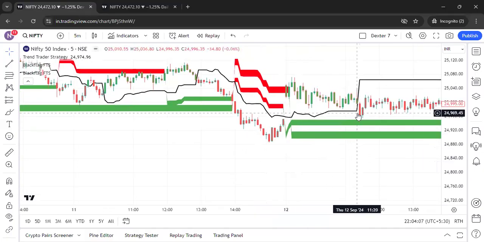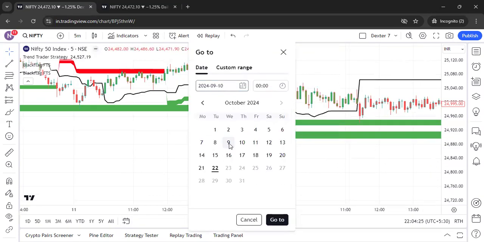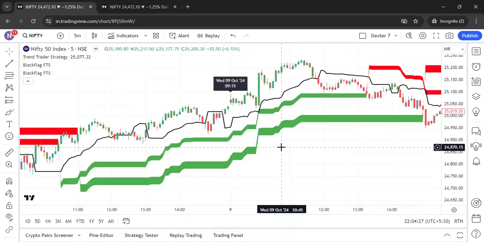So on that note, if you see, yeah, this was what I was talking about. You come here, right? It broke and it quickly touched. So this trade is anyways over, right? Once it is touching the black flag, it's done, right? You're not going to trade any further, right? Recently, a fantastic move up and down.